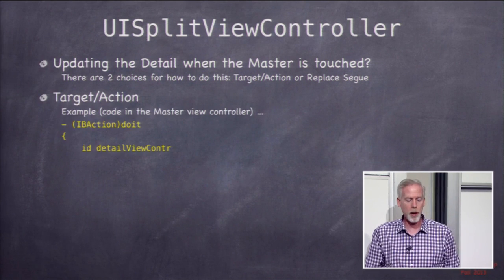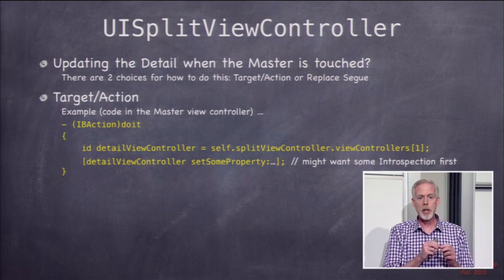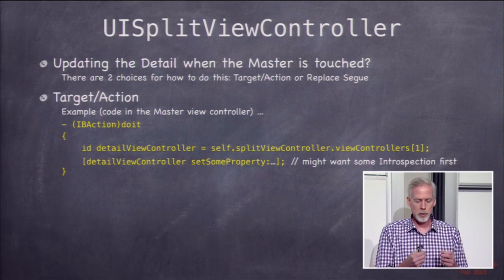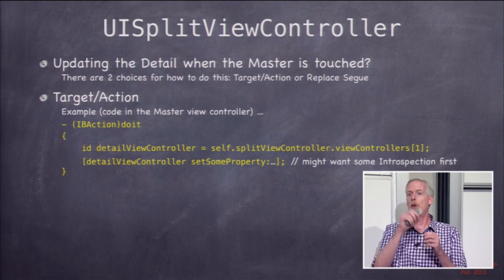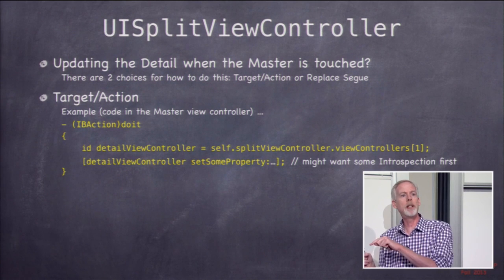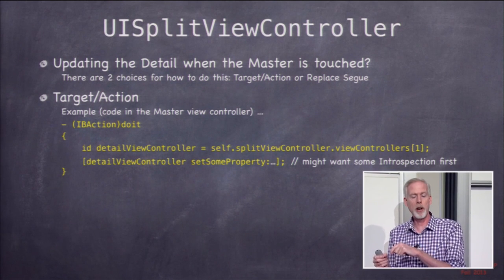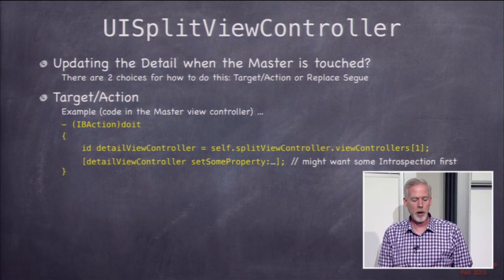And there's two choices. One is target action. Just have your master have a target action method to itself, and when it gets that target action, it's going to go find its detail and update the detail. Basically do the same thing it would do in prepare for segue. Just set whatever's necessary on that detail. That's what we're going to do in our demo.